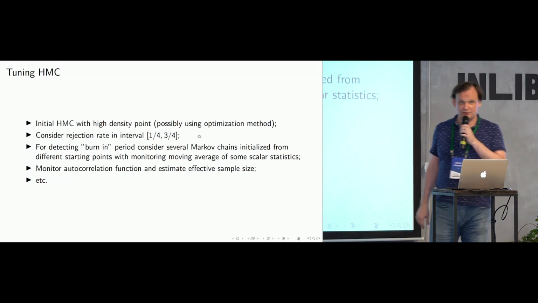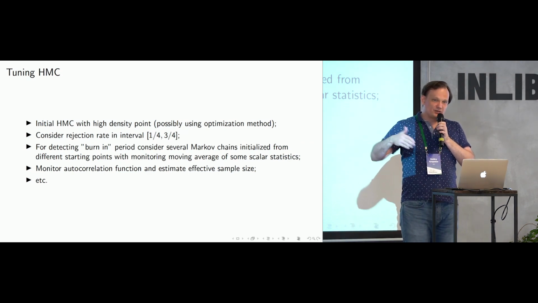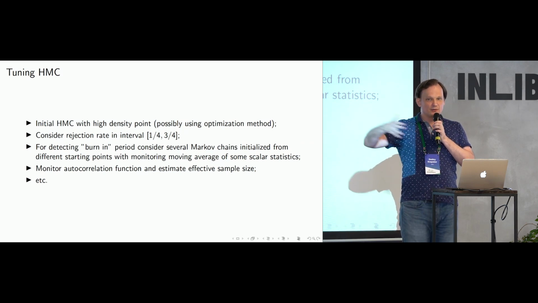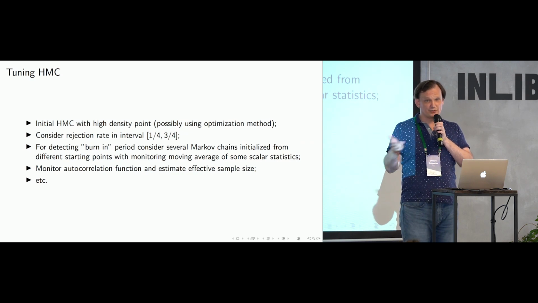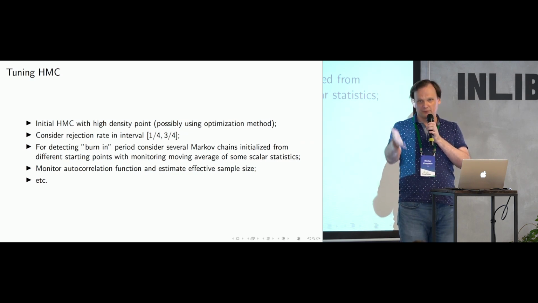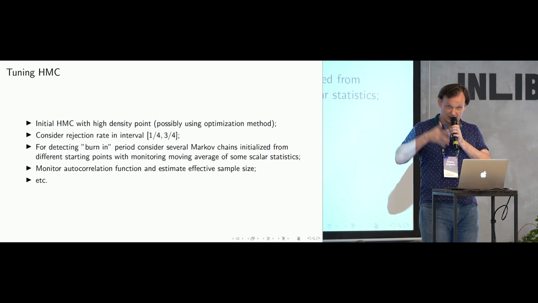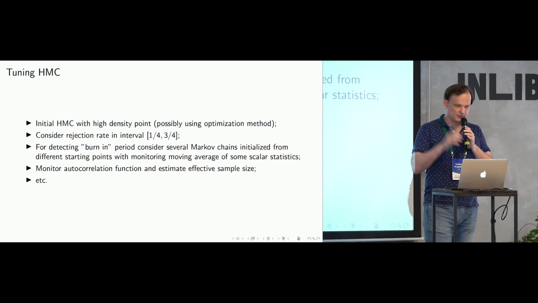Another possible strategy is to initialize several Markov chains from different initializations to construct a sample, and then to measure the moving average of a statistic that you have chosen with respect to these several Markov chains. If all these chains are already in the invariant distribution, this moving average would be the same for all the chains. And if they are different, it means that the chains didn't mix.